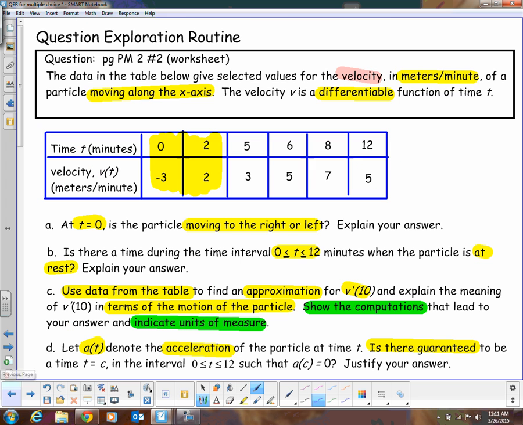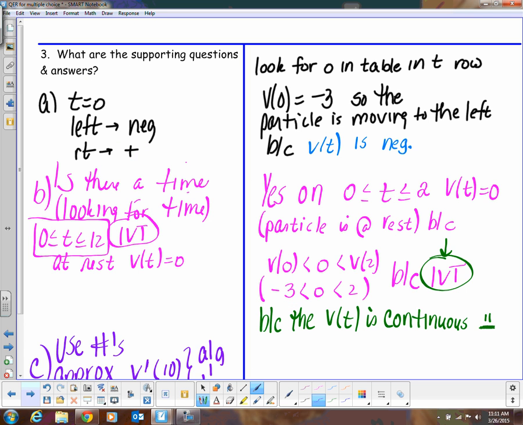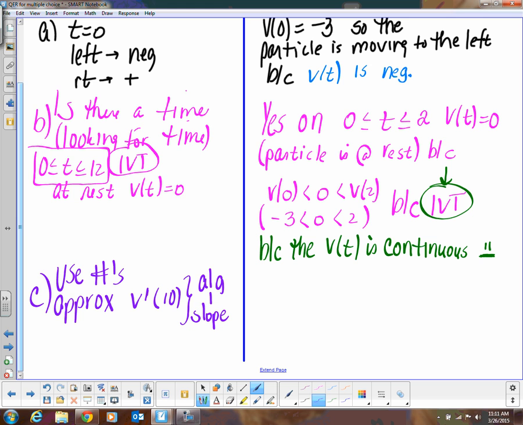So what numbers will we use if I want 10? Because 10, it falls in between. So this is what they literally want to see. They want to see 12. The v prime of 10 is approximately equal to 12 minus, just kidding, 5 minus, what was I doing? 5 minus 7 over 12 minus 8.